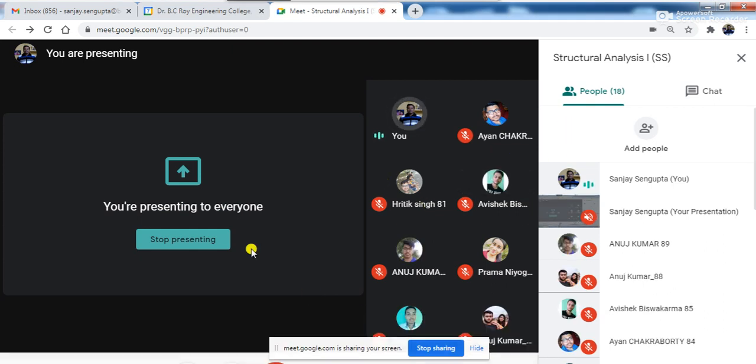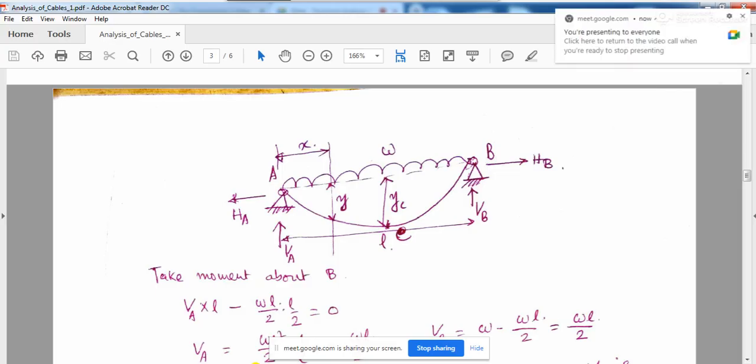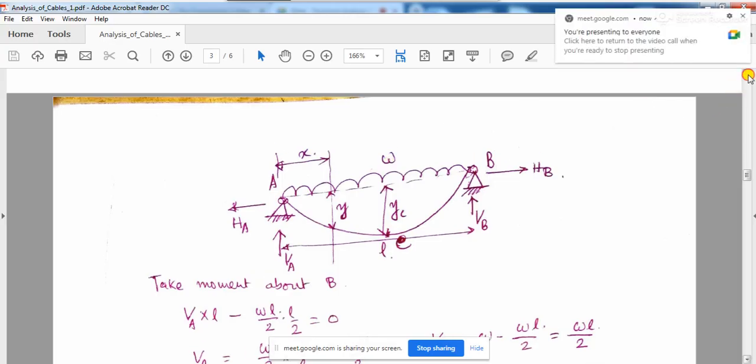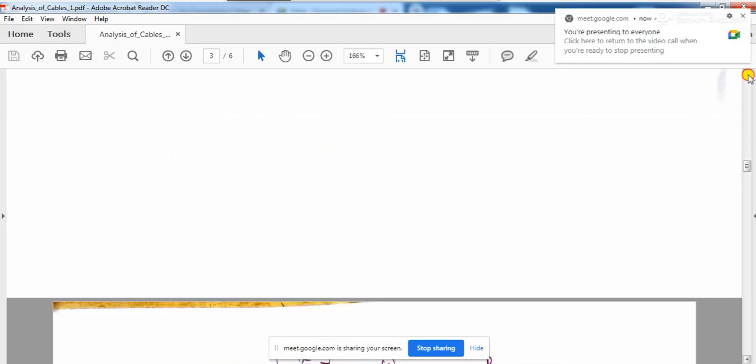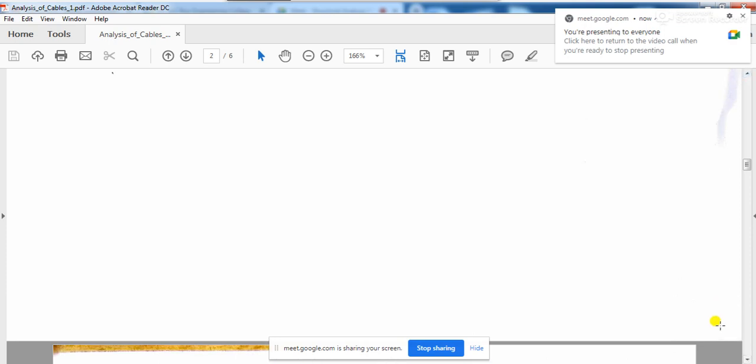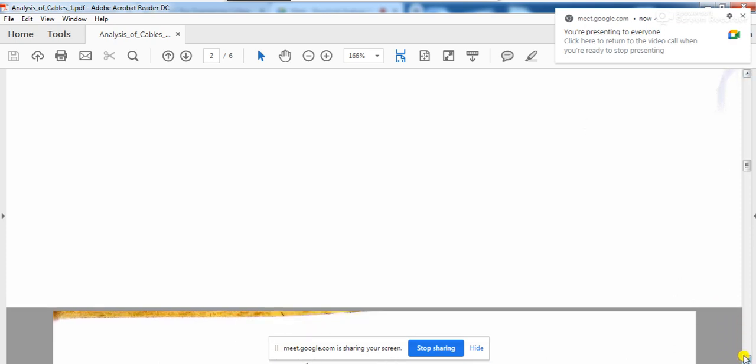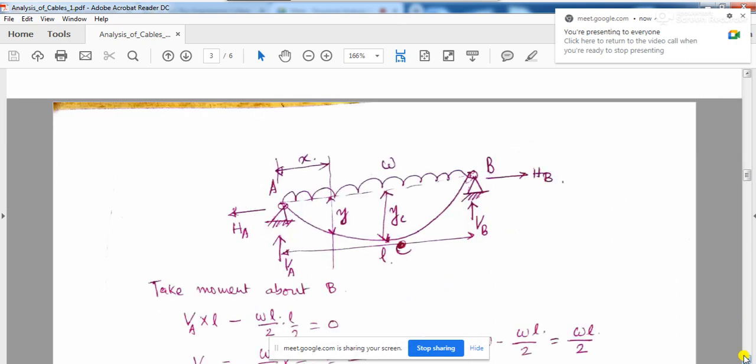Is there any doubt up to this point, whatever I have discussed? Philosophically, have you understood what a cable actually is, how the load is transmitted to the cable, and how the supports take the loads? Everything is clear. If you haven't understood, please tell me. Is it clear?